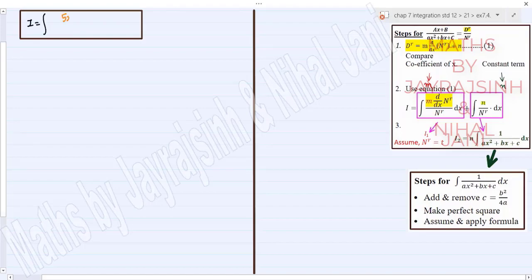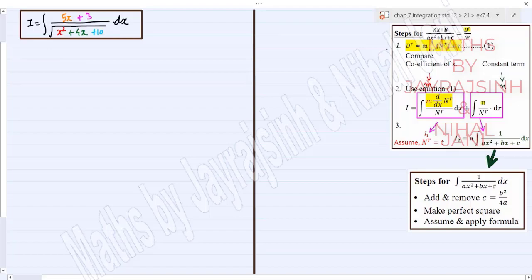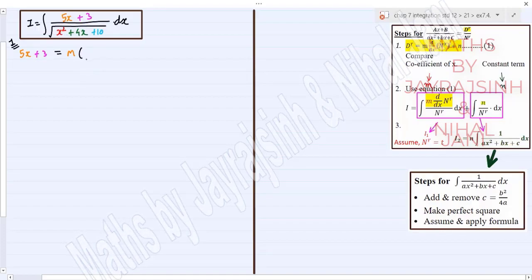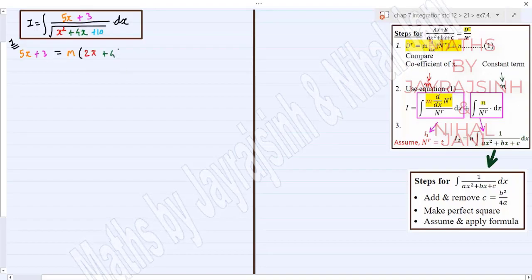Here we have to integrate 5x plus 3 upon under root of x square plus 4x plus 10, which is in the form of ax plus b upon under root of ax square plus bx plus c. So let's start from the first step. We need to get differentiation of denominator in terms of numerator. So we have to assume 5x plus 3 is equal to m times differentiation of x square plus 4x plus 10, or we can say 2x plus 4, plus n.